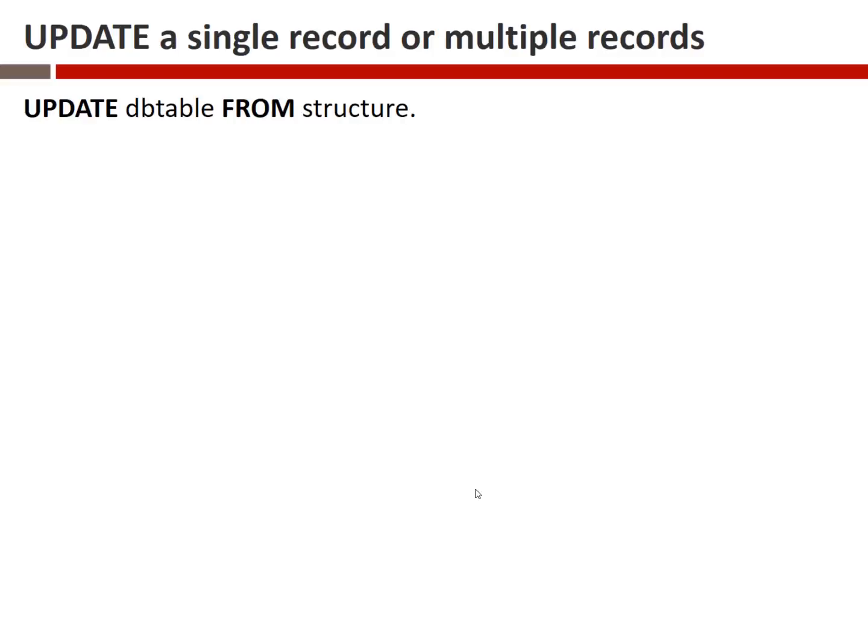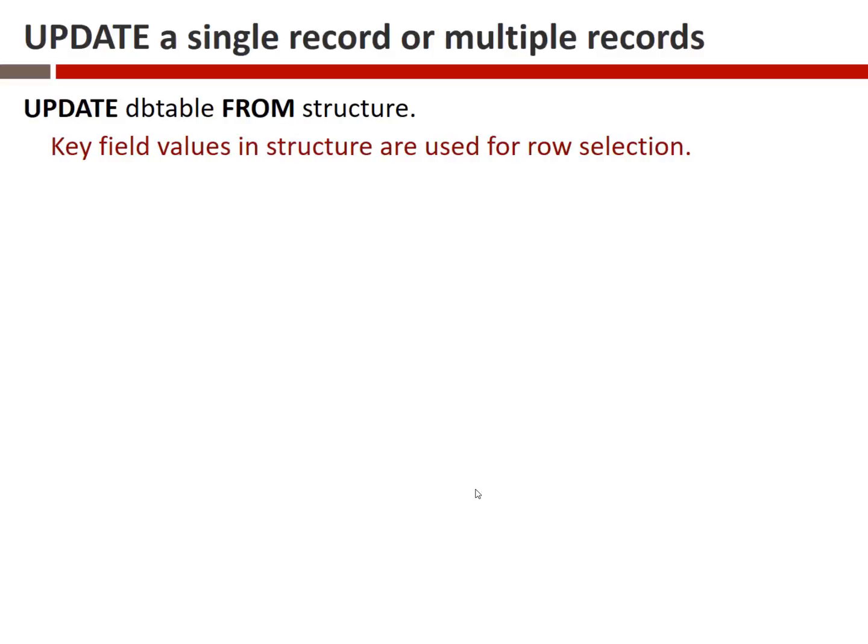Depending on what version of the insert statement I chose, I was going to affect one record or multiple records, or zero records. With update, one of my choices is update, name of the table, from structure, name of a work area. And what's going to happen here is very similar to what we saw with the internal table, whereby the system is going to look at the structure, find the key field values, match those up with the key field values in the table, and then use that to update the matching record.